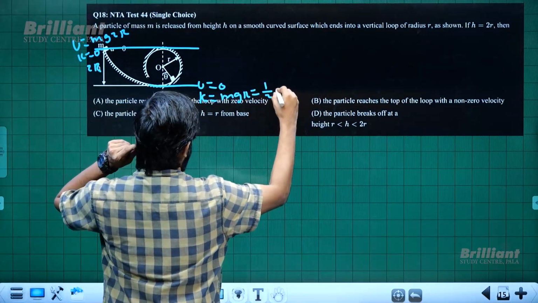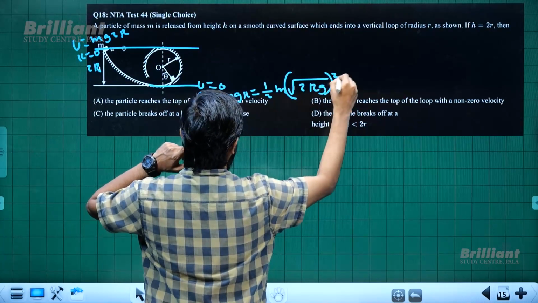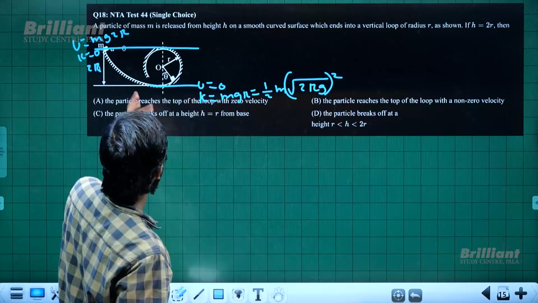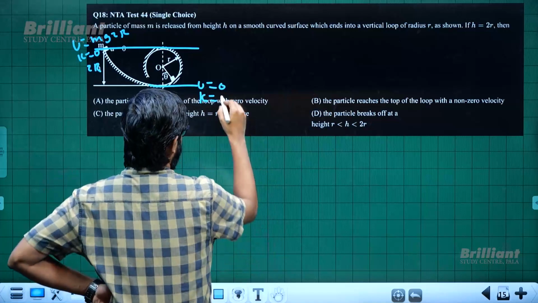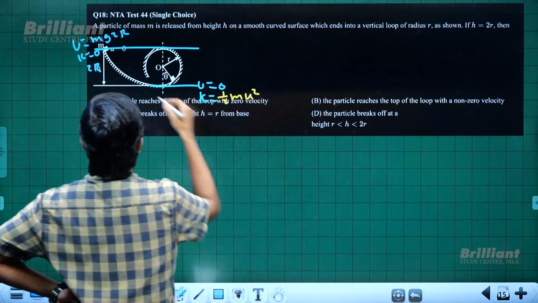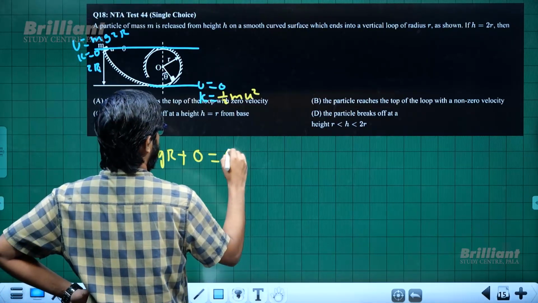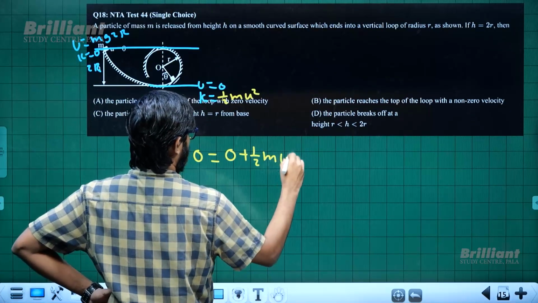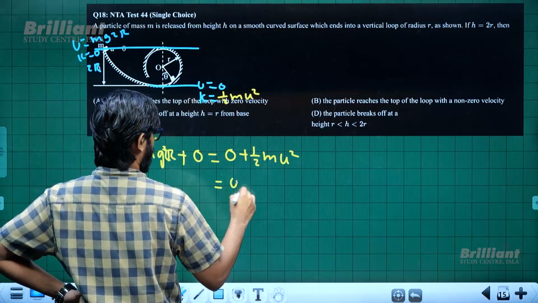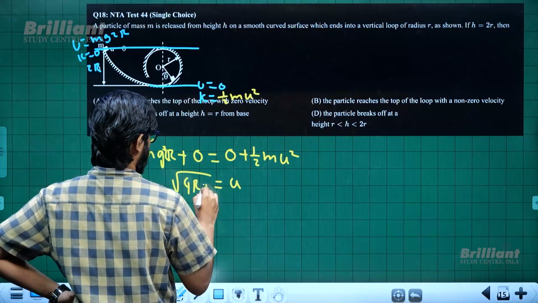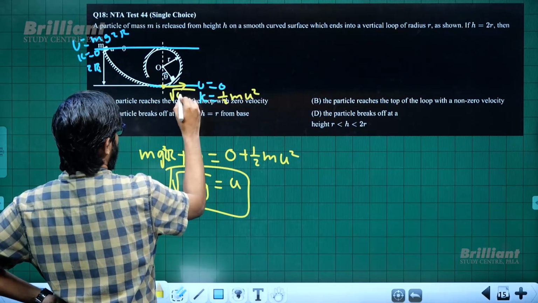So what is the speed at the bottommost point? I can write the same thing as root of 2rg whole square. Sorry, mg into 2r, right? Okay, let me say kinetic energy is half mu square. So I can say initial mechanical energy, which is mg into 2r plus 0 equals 0 plus half mu square. So u equals root of 4rg. So what we understood, this velocity is root of 4rg.